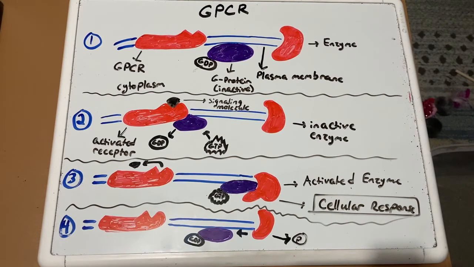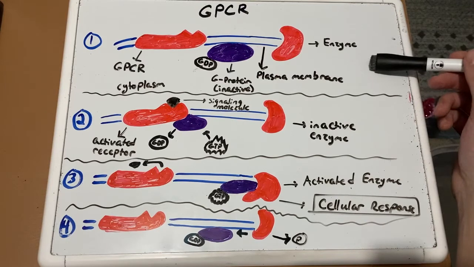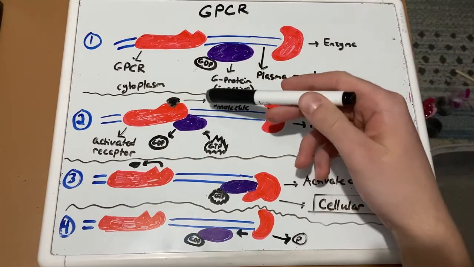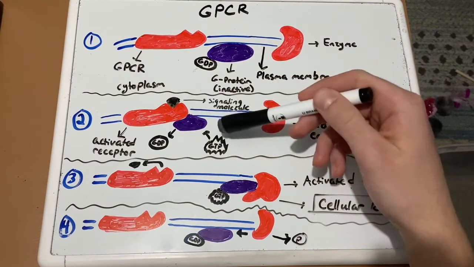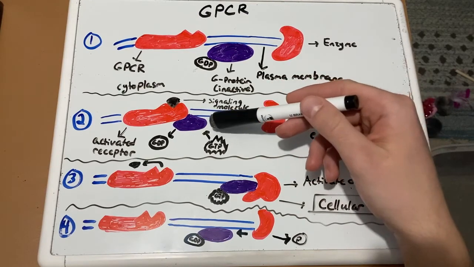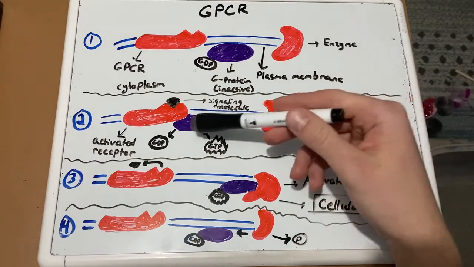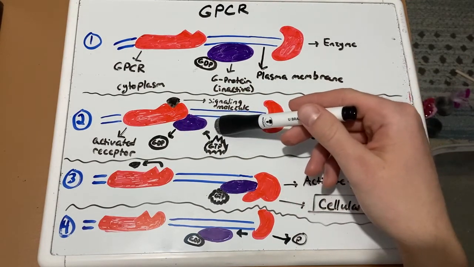So just to go through these steps, guys, again, here's the initial setup. We jump straight to this where the signaling molecule, the ligand, binds to the receptor. This causes the receptor to change shape and allows the G protein to bind to it. GTP then displaces GDP off of the G protein.